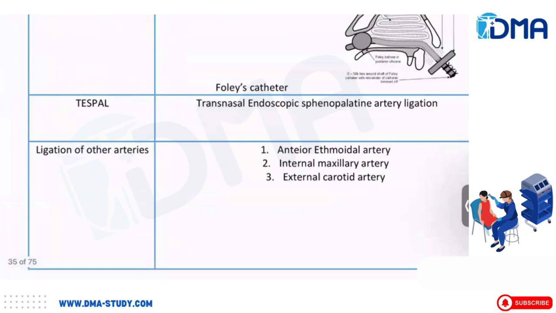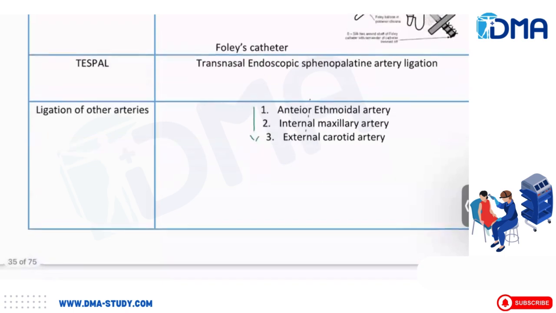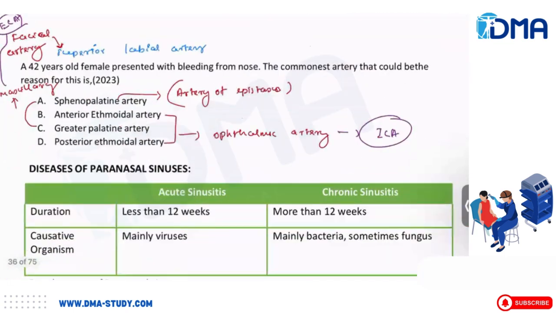No, sir. Though I have ligated the sphenopalatine artery, it has still not recovered. Still bleeding is coming from the nose. So we are going to ligate other arteries, in the order: anterior ethmoidal first, then internal maxillary straightaway, or the external carotid artery as a whole. This is the pattern by which the arteries should be ligated, in order, if the bleeding has not stopped by the conventional treatment. Okay, fine.